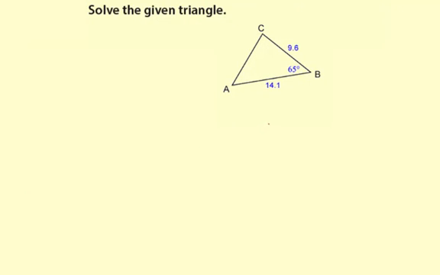Solve the given triangle. For triangle ABC, we're given two sides and the included angle. This is a side-angle-side situation, and that is the law of cosines criteria. So we're going to apply the law of cosines first, and then apply the law of sines, and continue to work through solving the triangle.